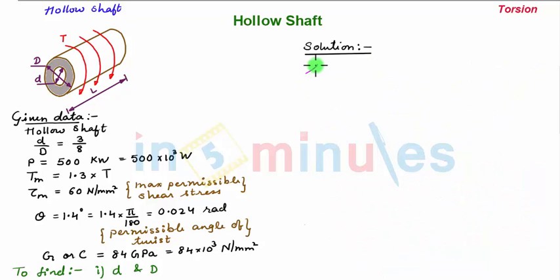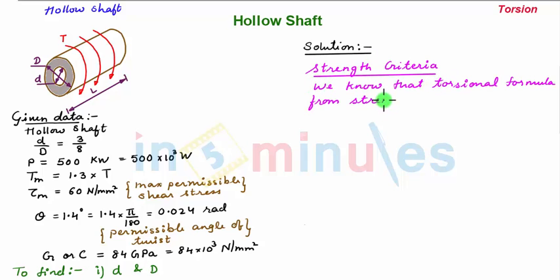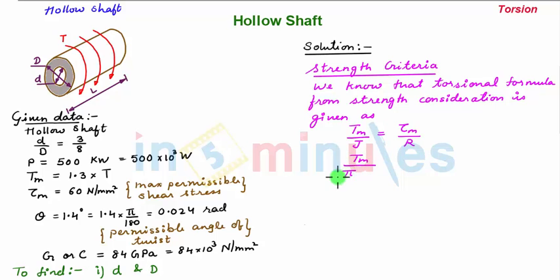So first we apply the strength criteria. Now we know the torsional formula from strength consideration is given as Tm by J is equal to tau m by capital R. So upon substituting the formula for J for the hollow shaft, we have Tm is equal to pi by 32 into capital D to the power 4 minus small d to the power 4. This whole is equal to tau m upon R, where R is capital D by 2.